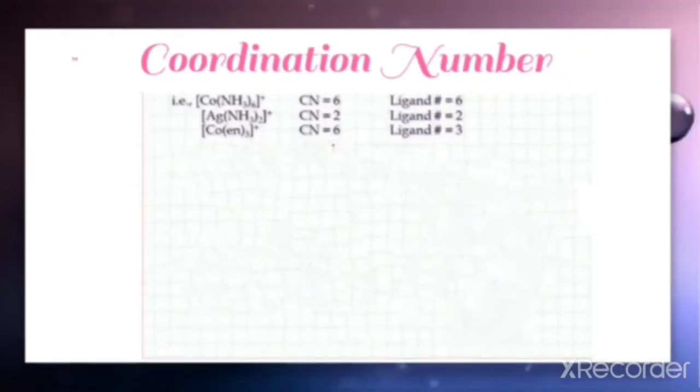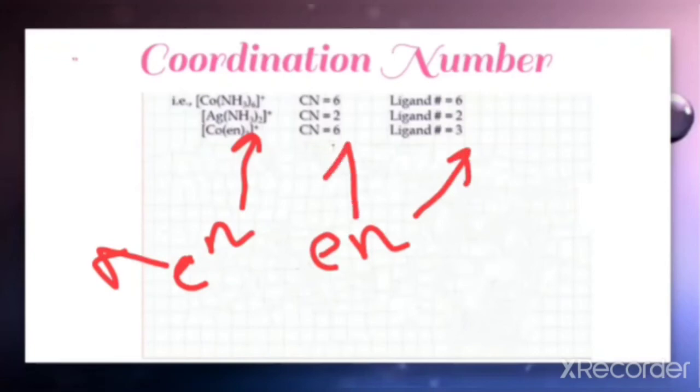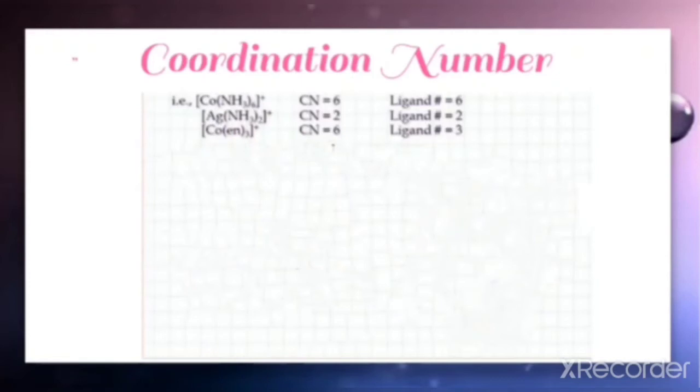But in the case of the third complex where the ligand is En, we know that En, that is ethylene diamine, is a bidentate ligand. It can form 2 coordinate covalent bonds with the central metal ion. So the 3 En can form a total of how many bonds? It can form 6 coordinate covalent bonds. So we can say that it has a coordination number 6. But the number of ligands here is 3.